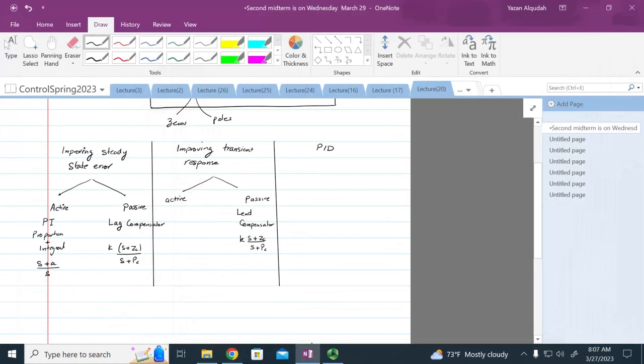And if we have an active compensator, we're going to have a proportional plus derivative. And we call this a PD compensator. And it's going to have a transfer function that is S plus ZC.